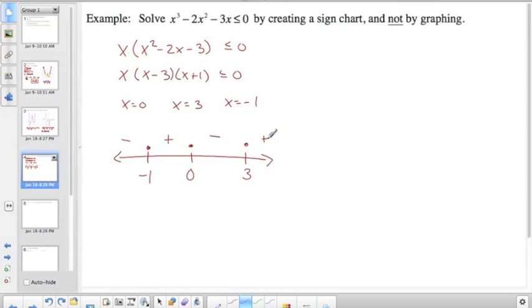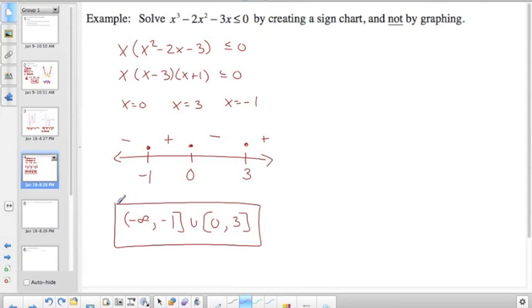And since I wanted to know when this polynomial was less than or equal to 0, my solution set is going to be from negative infinity to negative 1, or from 0 to 3. And the reason I'm using the brackets there is because I have a less than or equal to 0. If it were just less than 0, then I would simply have parentheses instead of brackets. So that is the solution to that particular inequality.